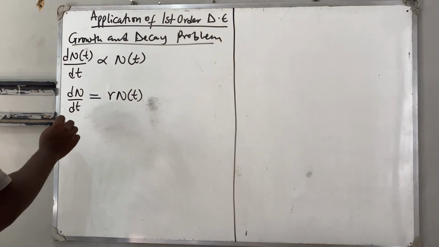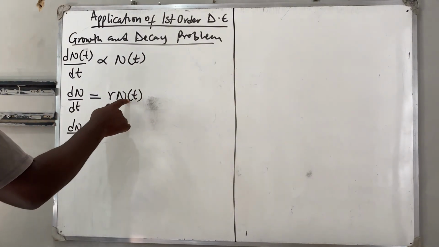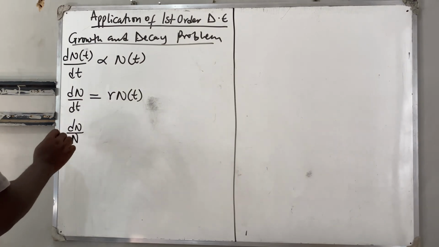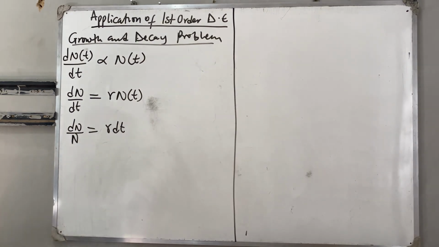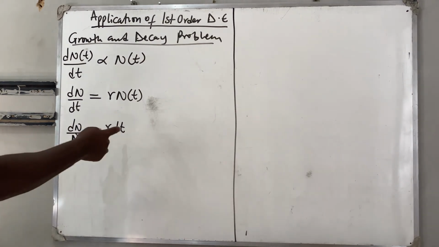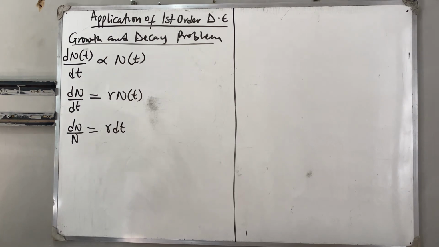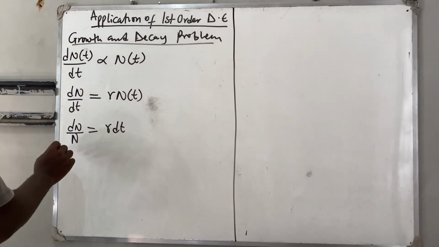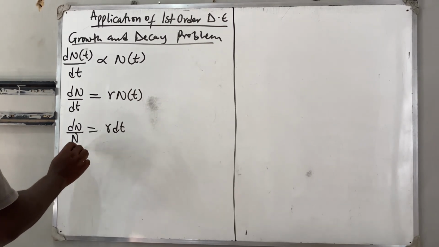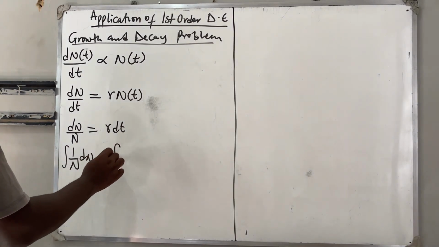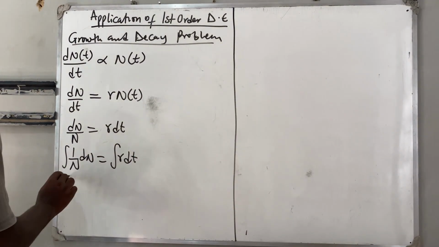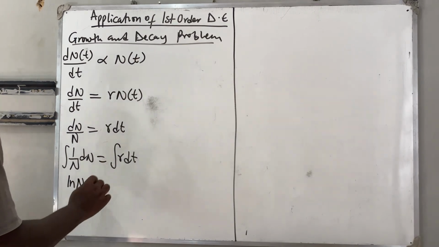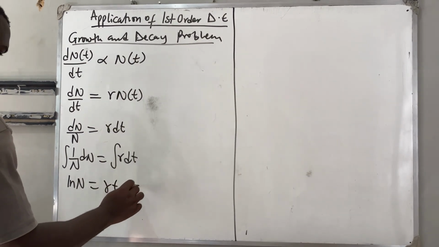So using separable, we have that dN over N is equal to r dt. Don't forget that all the N here are functions of t. Now, if we integrate both sides, we have the integral of 1 over N dN is equal to the integral of r dt. The integration of 1 over N is ln N, is equal to the integration of r, which gives rt plus a constant.